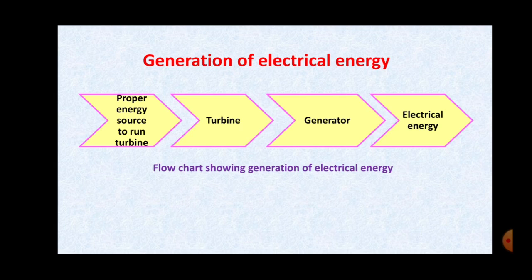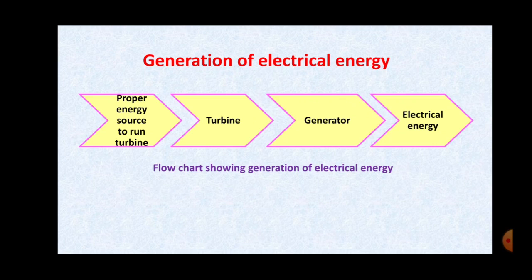So, whenever the magnetic field around a conductor is changed, it can be changed in two ways. First one is keeping the conductor stationary and the magnet rotates. And in the second one, it's just opposite. The magnet is stationary and the field around the conductor changes. So this is how the electrical energy is generated. Now, this flow chart explains.